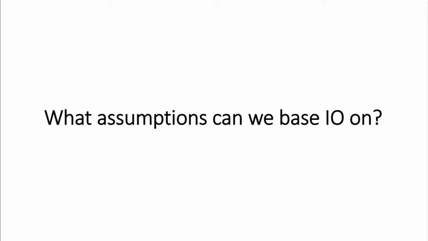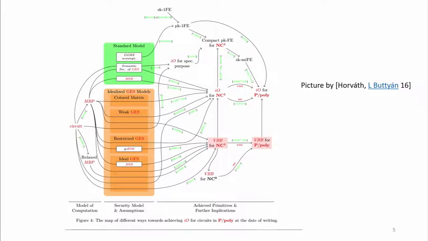So it is important to understand whether the assumptions that we build iO upon are something that we have good trust in or not. We certainly prefer something that is more understood, more believed to be secure, and we want to understand which ones we can use. So this picture, we borrowed it from a paper by two authors very recently put on ePrint.